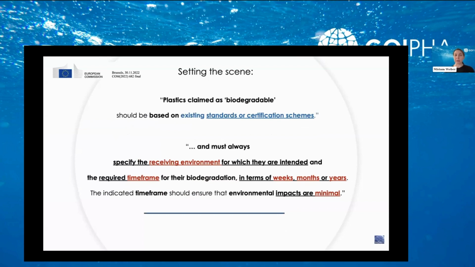Plastic claimed as biodegradable should be based on existing standards and certification schemes, and they should then also specify the receiving environment and the required time frame in terms of weeks, months, and years, and also, as previously touched already, that the environmental impact is minimal.